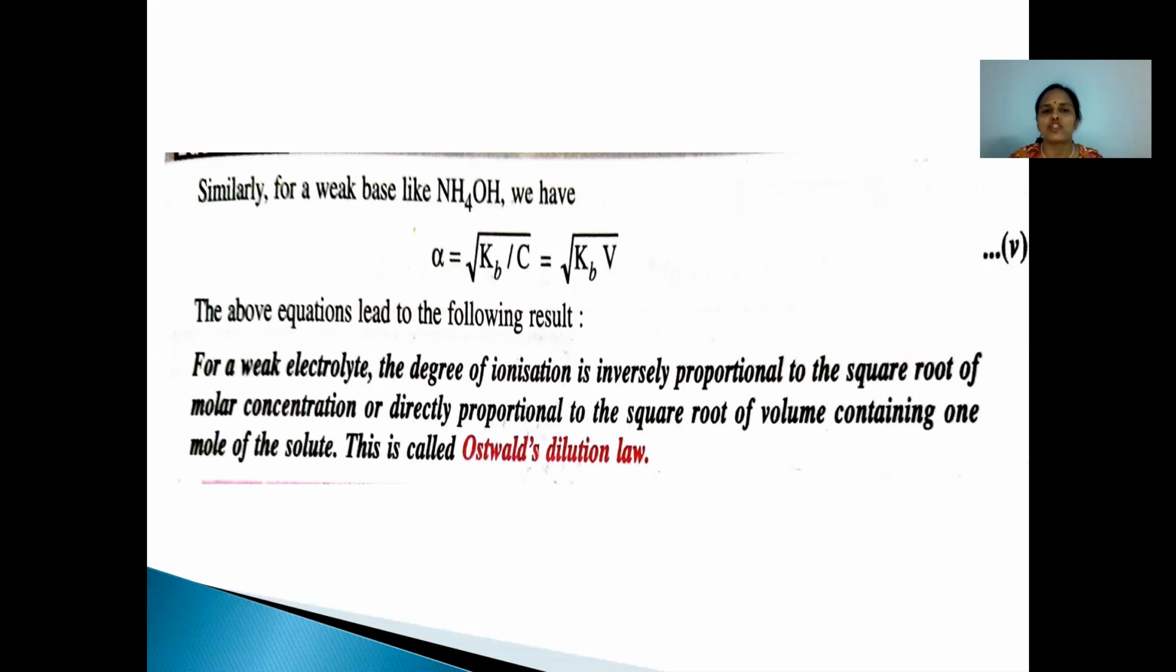And the above equations lead to the following result. For a weak electrolyte, the degree of ionization is inversely proportional to the square root of molar concentration, or directly proportional to the square root of volume containing 1 mole of the solute, and this is called Ostwald's dilution law. The question comes in your exam, state Ostwald's dilution law. So this is the statement you'll be writing.